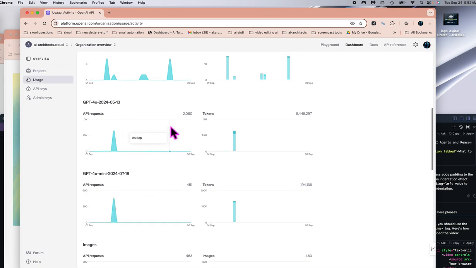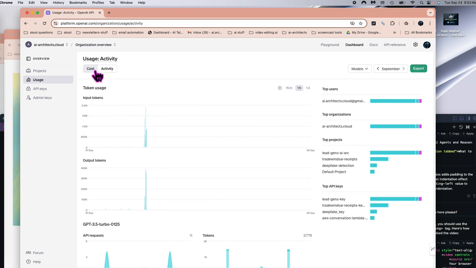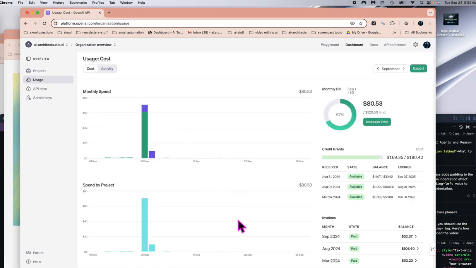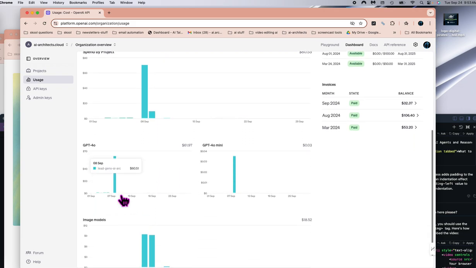But look at the cost comparison over here. If we look at those same two things, and we're talking about the project LeadGen's AI Arc, for GPT-4o, I spent $60 for almost 2,000 calls to the API with a ton of tokens. I was probably abusing how many tokens I was running through. But then for GPT-4o-mini, it was 3 cents.